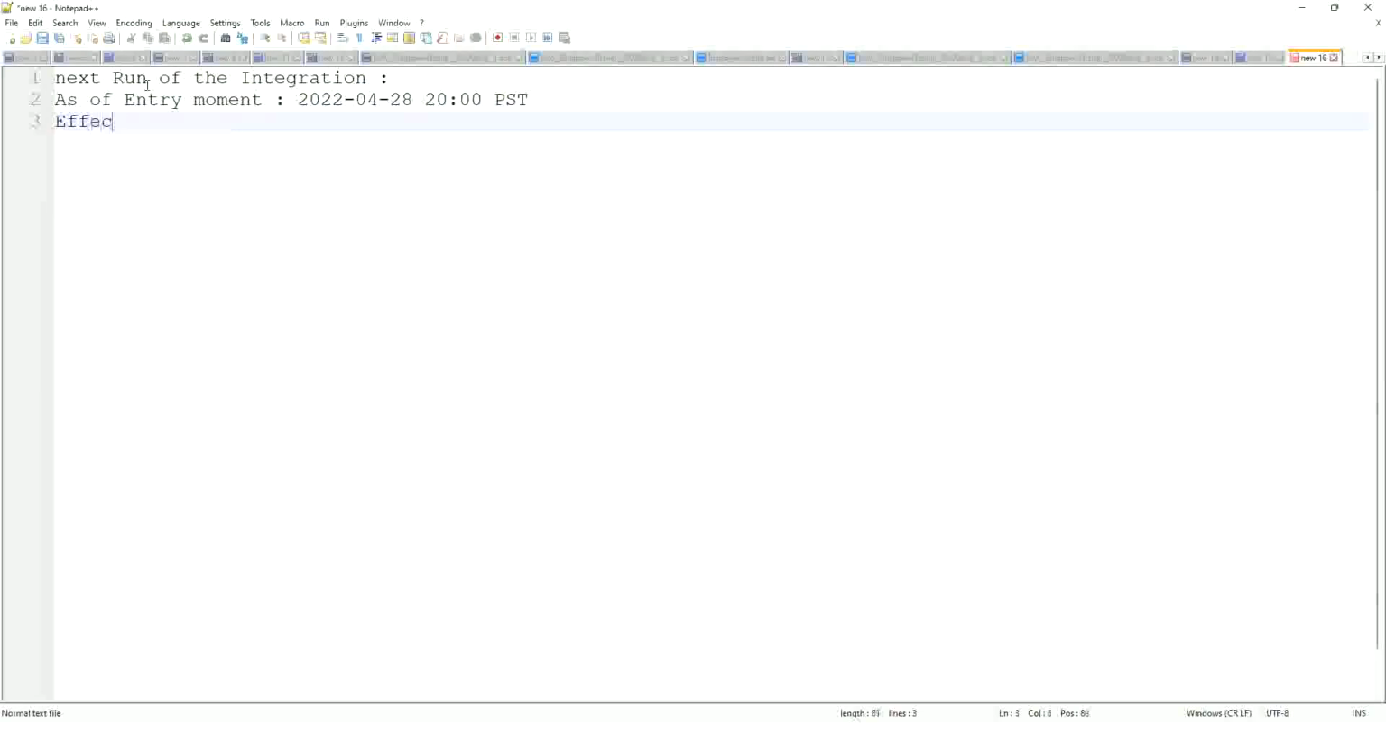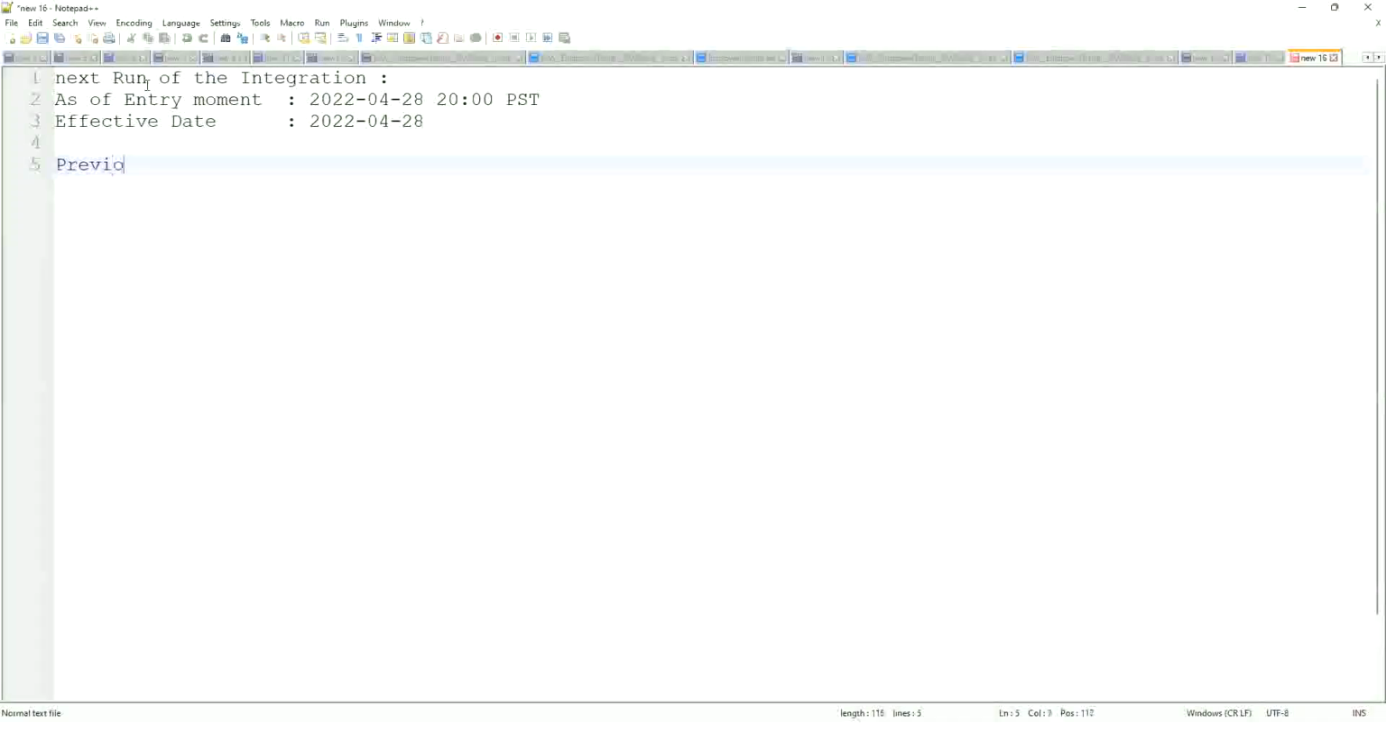What will be the effective moment? Effective date. Effective date, we will use as 2022-0428. This is the effective date that we are going to use.